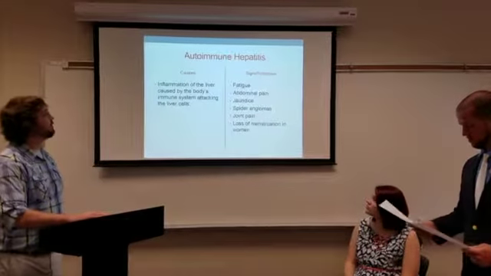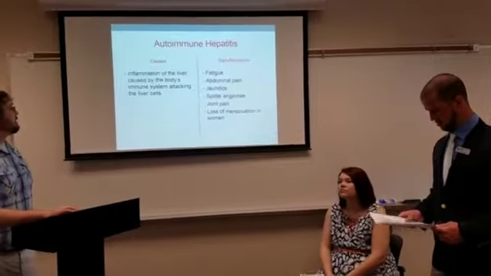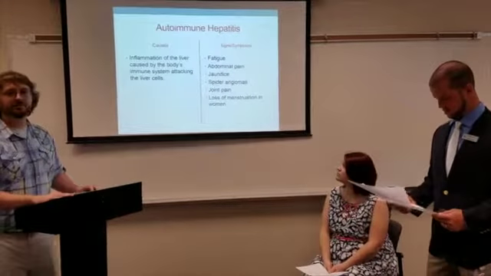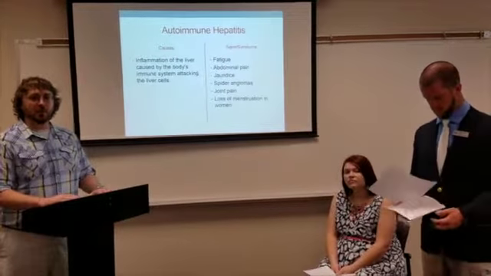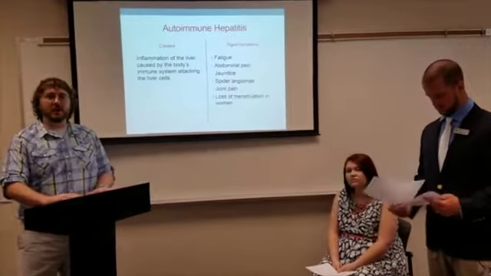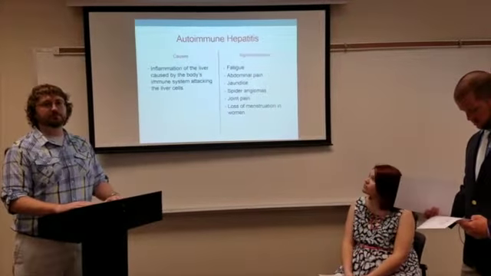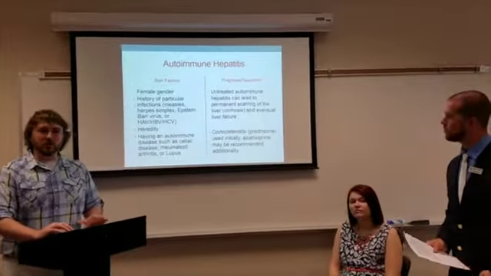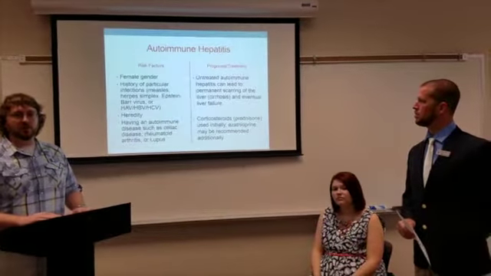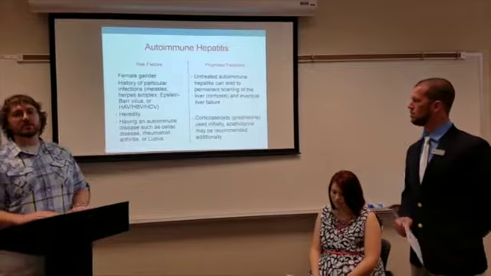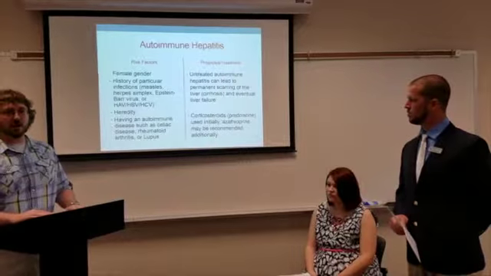Autoimmune hepatitis. Causes of autoimmune hepatitis are inflammation of the liver caused by the body's immune system attacking the liver cells. The signs and symptoms of autoimmune hepatitis are fatigue, abdominal pain, jaundice, spider angiomas, joint pain, and loss of menstruation. The risk factors for autoimmune hepatitis are being female, or having a history of particular infections such as measles, herpes simplex, Epstein-Barr virus, or the hepatitis A, B, or C viruses.